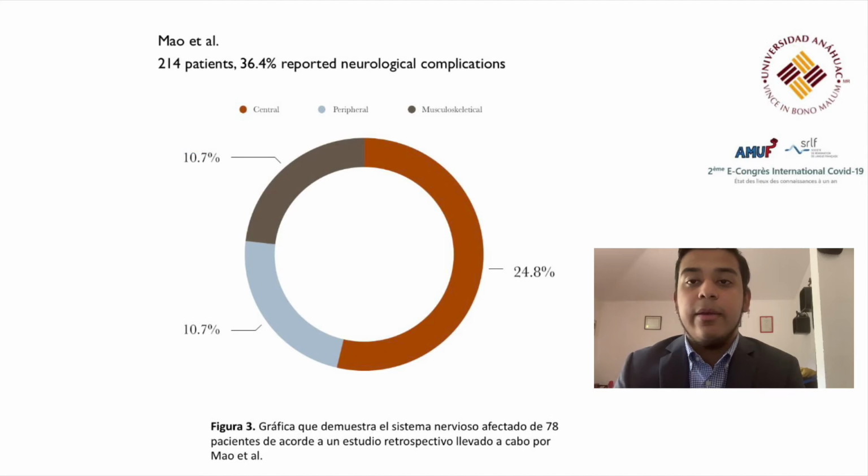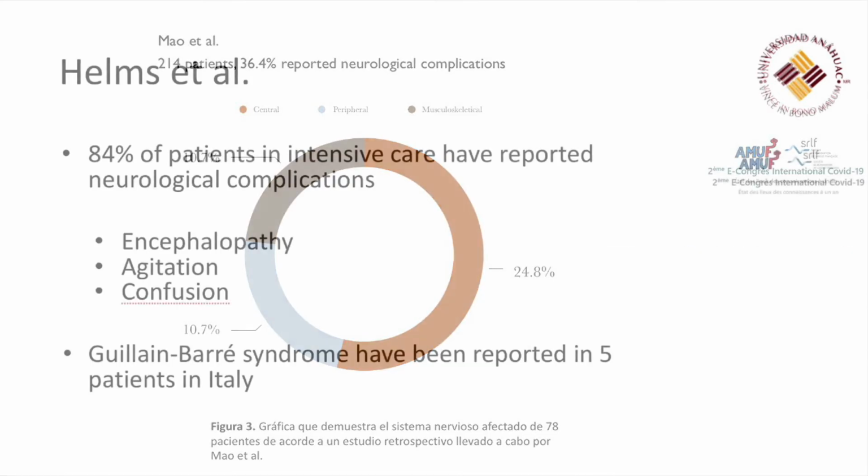Another study, carried out by Mao et al., was carried out in a hospital with 214 patients, of which 36.4% presented neurological complications, which later it was observed that 24.8% was a central affectation, 10.7% was a peripheral affectation, and 10.7% was a musculoskeletal affectation, having dizziness, headache, hypogeusia, and hyposmia as the main symptoms.